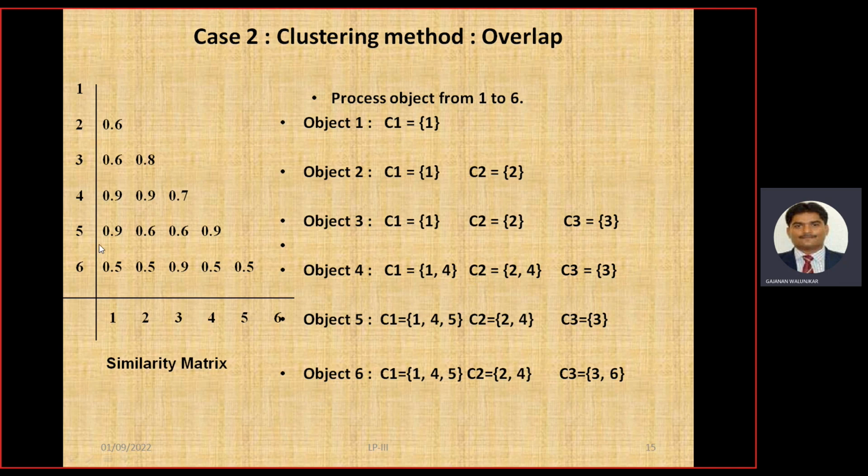Then next, you compare object 5. You are supposed to compare with this particular 0.9, this fifth object, and it is satisfied with the 1.